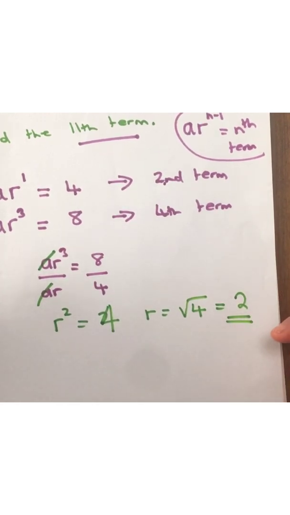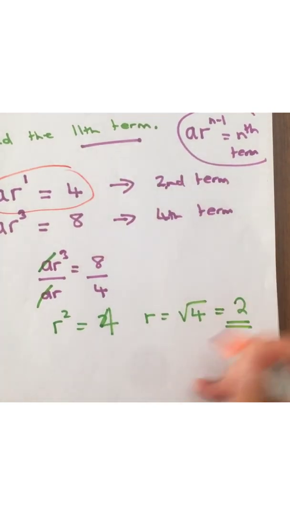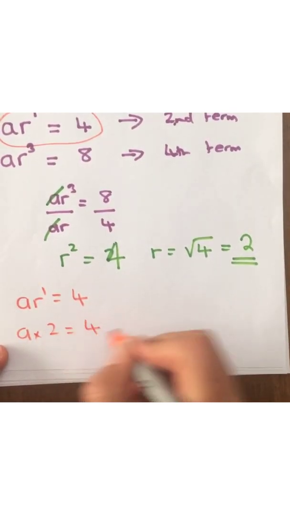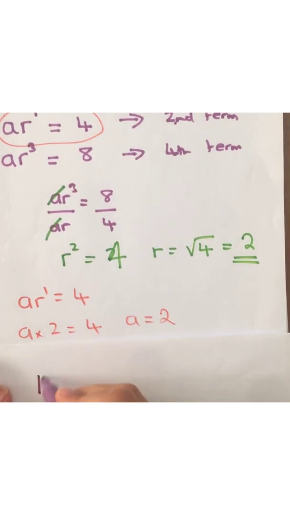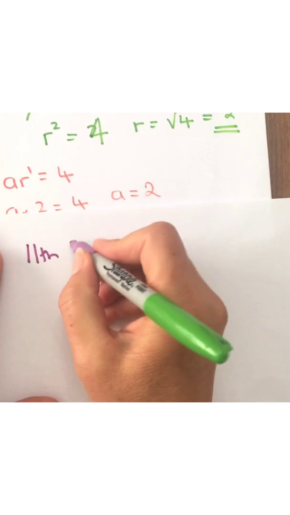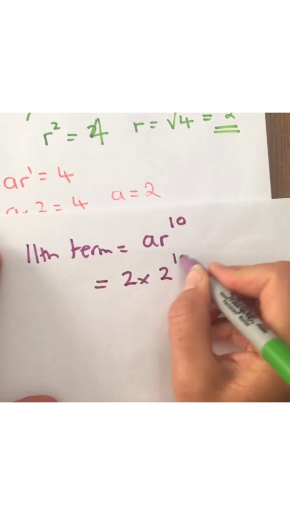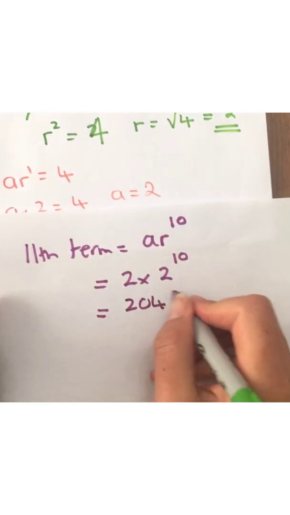So we've got R. Now let's plug that in to find A. I'm going to plug it in to this equation here. I've got AR to the 1 equals 4. I know R is 2, so A is also 2. So I've now got my A and my R. So the 11th term is AR to the n minus 1. So get your calculator: 2 to the power of 10, times 2, is 2048 as my answer. Okay, next question.